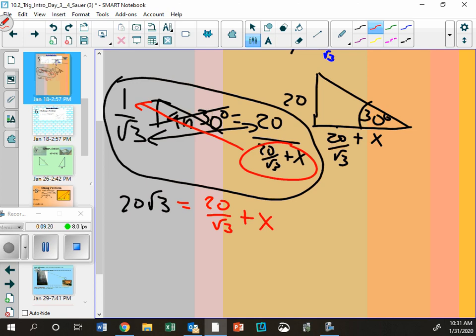Next, is x alone yet? Keep asking yourself, what am I trying to do? I'm trying to find what x is, right? Is x alone yet? Have I solved for x? Nope. So then I just have to do one more step and x will be alone, won't it? What do I have to do to both sides so x will be alone? Subtract 20 over root 3.